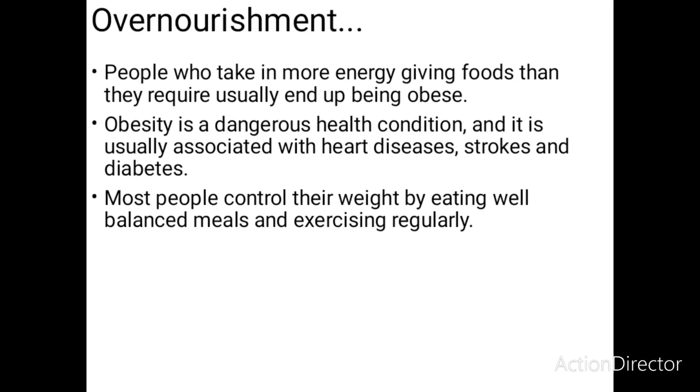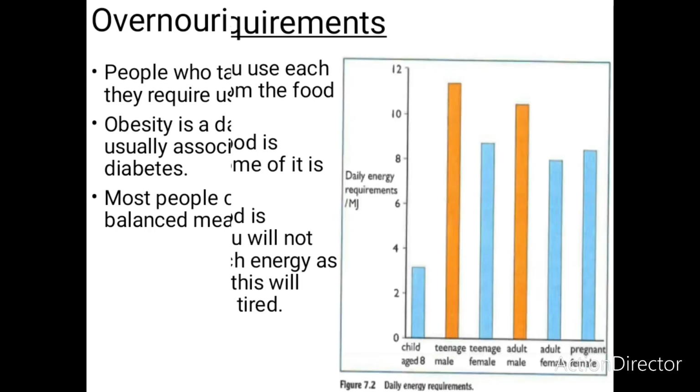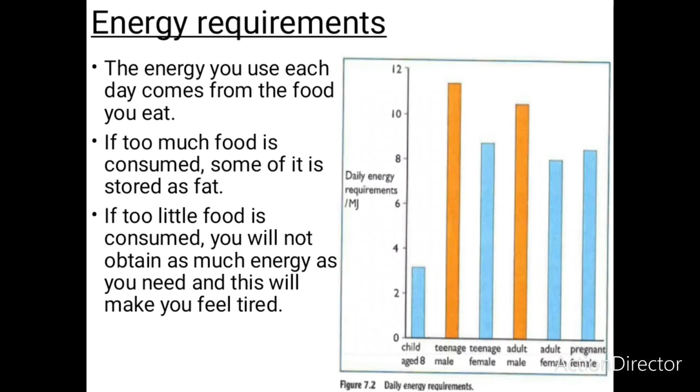People who take in more energy-giving foods than they require usually end up being obese, and the energy-giving foods are fats and carbohydrates. So obesity is a dangerous health condition, and it is usually associated with heart diseases, strokes, and diabetes. Most people control their weight by eating well-balanced meals and exercising regularly. The energy you use each day comes from the food you eat. If you consume too much energy-giving foods, some of it is stored as fats.